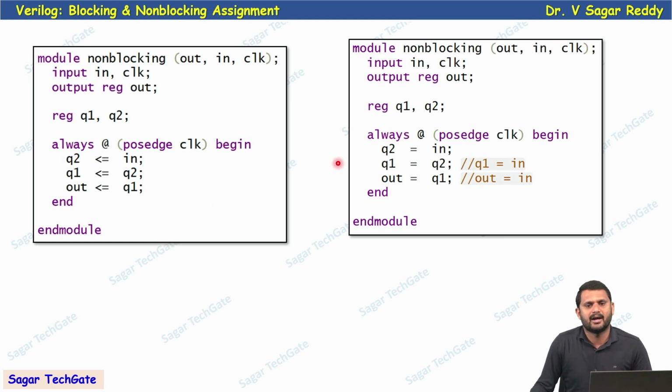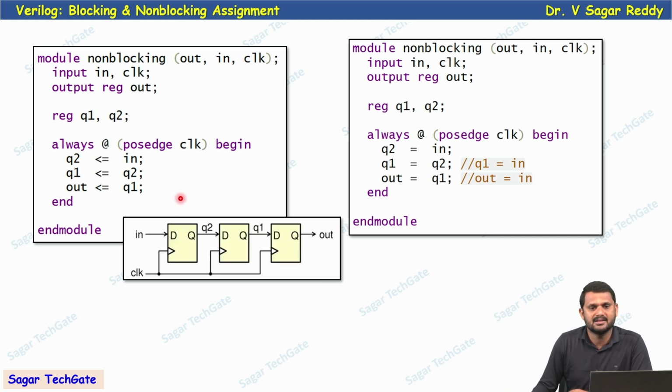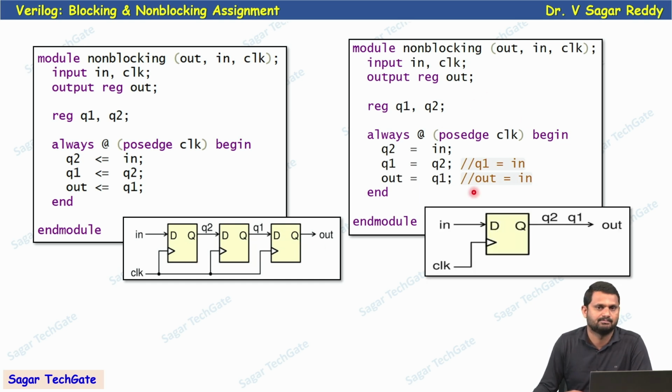Now see this example. I have used two models here. One model is non-blocking, with input in and clock, output reg out. So I declare those as inputs and outputs, and reg q1 and q2. Simply always at the rate posedge clock begin. These are the non-blocking statements. These are the blocking statements. Everything else is the same. Now if I simulate and look at what my synthesis tool produces, here you see three flops, whereas if I synthesize this one, only one flop.